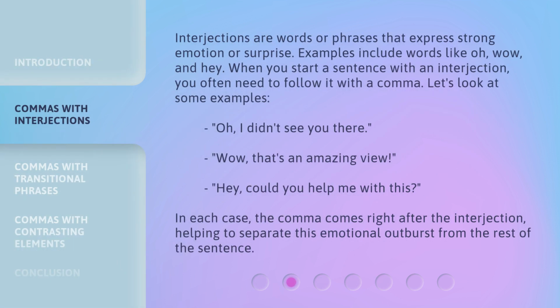Interjections are words or phrases that express strong emotion or surprise. Examples include words like oh, wow, and hey. When you start a sentence with an interjection, you often need to follow it with a comma. Let's look at some examples.